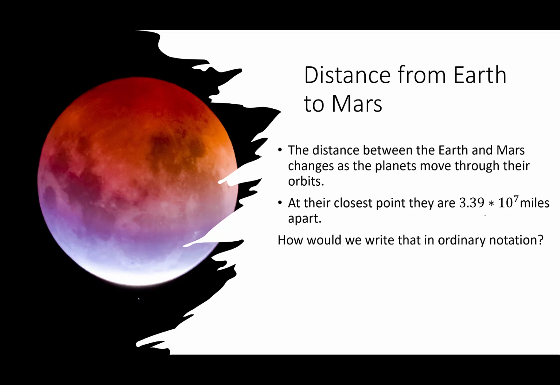So why do we use this? Well, let's look at some examples of things that we might use really big numbers for, like the distance from Earth to Mars. The distance between Earth and Mars changes as the planets move around their orbits. At the closest point, they are 3.39 times 10 to the 7th miles apart. Let's talk about how we would write that in ordinary notation. I'd have 339, and I need to have 7 digits after this beginning 3. So there's 1, 2, 3, 4, 5, 6, 7. Let's put our comma separators in there: 33,900,000 miles between Earth and Mars at their closest.